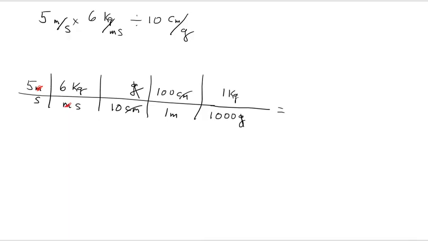I can try and cancel some stuff out ahead of time, but to be honest with you, I tend to just do the math left to right. So that's what I'll do. I'll just do 5 times 6 divided by 10 times 100 divided by 1,000.